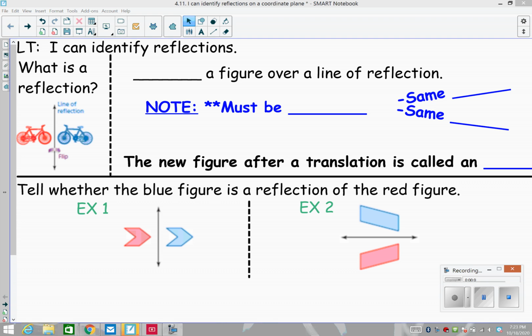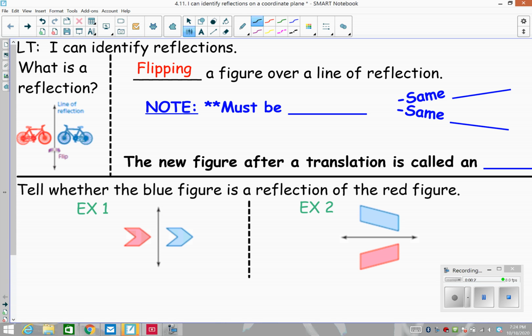Our target today is I can identify reflections on a coordinate plane. So the question is, what is a reflection? We talked about translation. When we slide without turning or flipping, we keep it congruent. But in today's work, we are actually going to flip for a reflection. So it is a flip of a figure over the line of reflection.